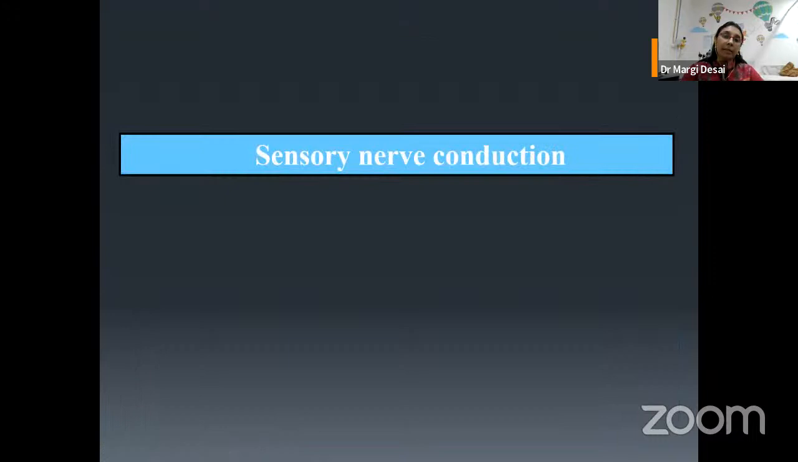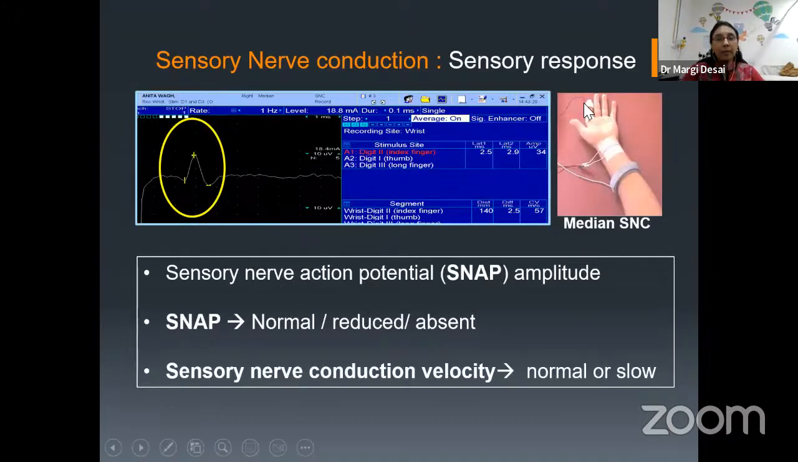So let's look at the sensory nerve conduction. Now this is a picture of sensory nerve conduction in the median nerve in the hand. And this is the response which we recorded. As you can see, it's an action potential. And it is a summation of the action potential of all the sensory axons within the nerve. That's why it's a summated sensory action potential, and hence it goes by the name sensory nerve action potential. Now, as you know, sensory nerve action potential can be normal, reduced, or absent in case there is an abnormality. And we can also measure the sensory conduction velocity in this study. This sensory conduction velocity can be normal or slow.